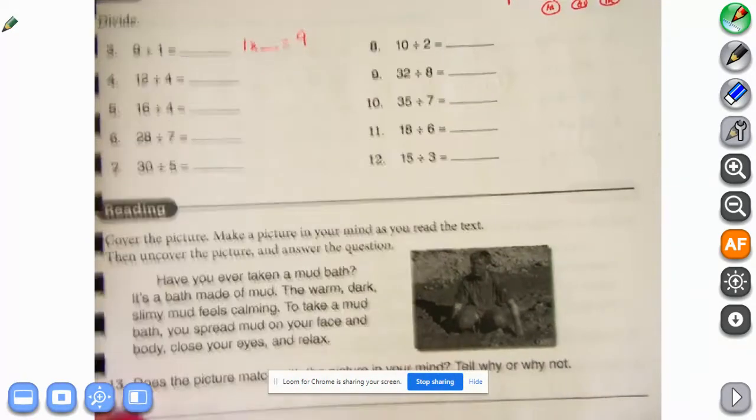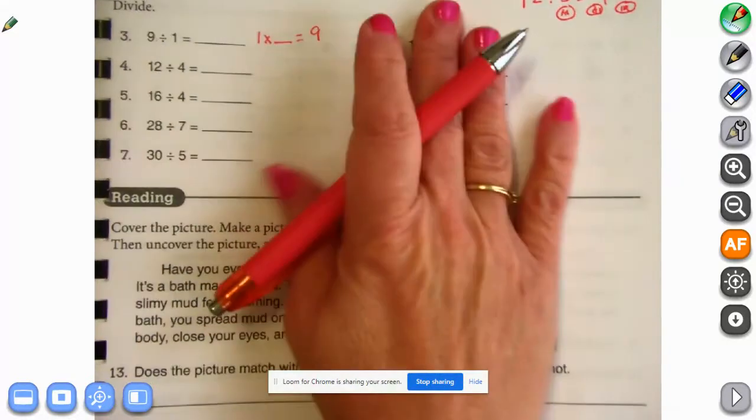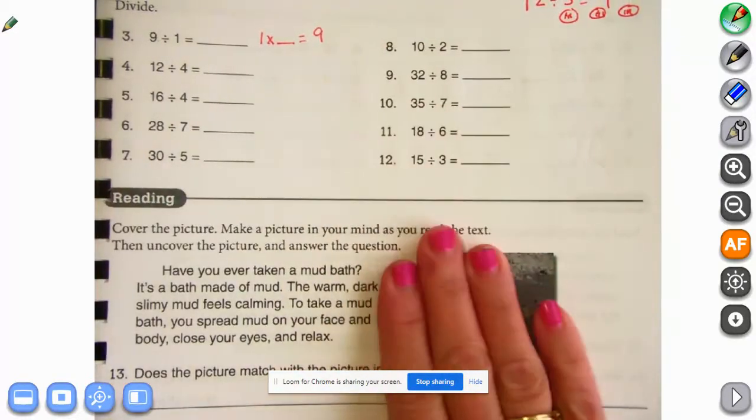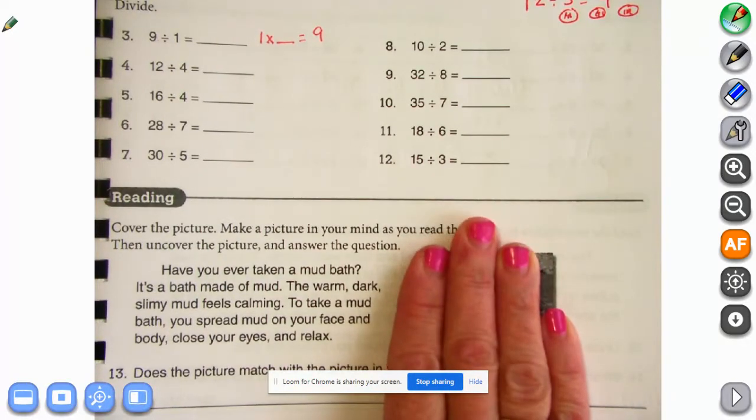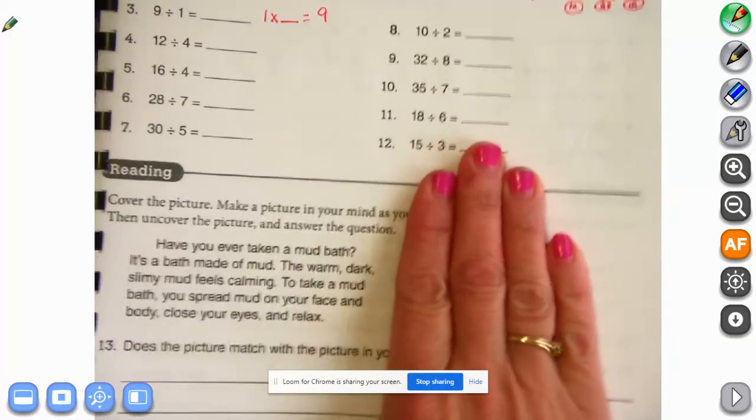And then for our story, it says, cover the picture. Okay, I'm going to cover the picture. Make a picture in your mind as you read the text. Then uncover the picture and answer the question. So I'm going to cover the picture.